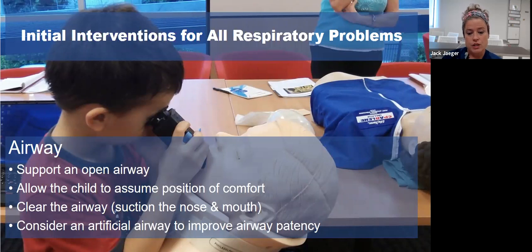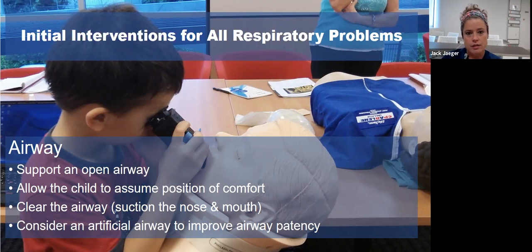Some initial interventions for all respiratory problems would be support and open airway. You want to allow the child to assume a position of comfort. That may be sitting upright on the cart. That may be laying over mom's shoulder. Whatever way they're comfortable, try to allow them to maintain that position.